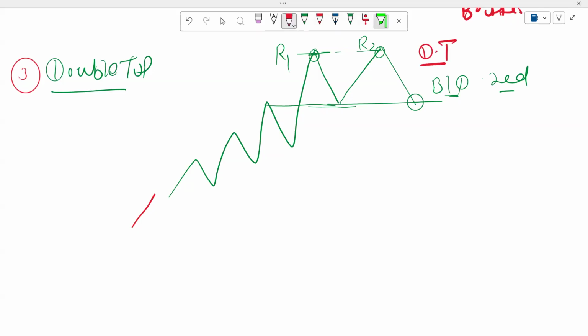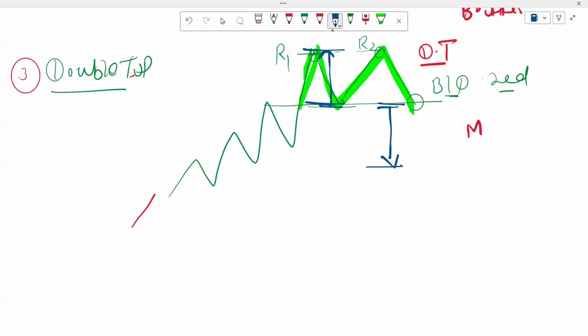A double top will look like an M pattern. You can call it an M also. At the top, if you see an M-type pattern, this will be your classic double top pattern. And your target will be how much? Your target will be exactly this height. This height will be your target.